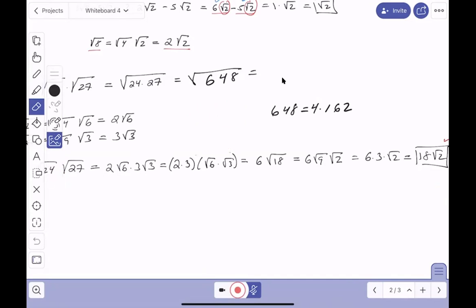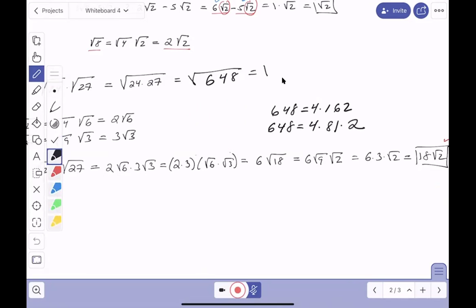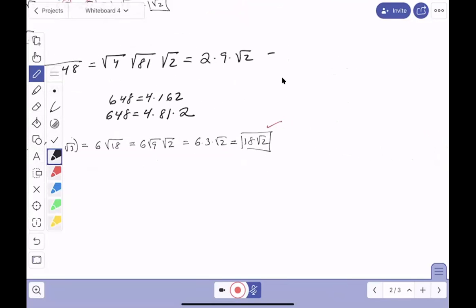Let's see, 162. Well, I see 81 immediately. So 648 is 4 times 81 times 2. So I can write this as the square root of 4, the square root of 81, and the square root of 2. What's the square root of 4? 2. What's the square root of 81? 9. The square root of 2 is just the square root of 2. What does that give me? 18 root 2. Do we get the same number? Of course we do.